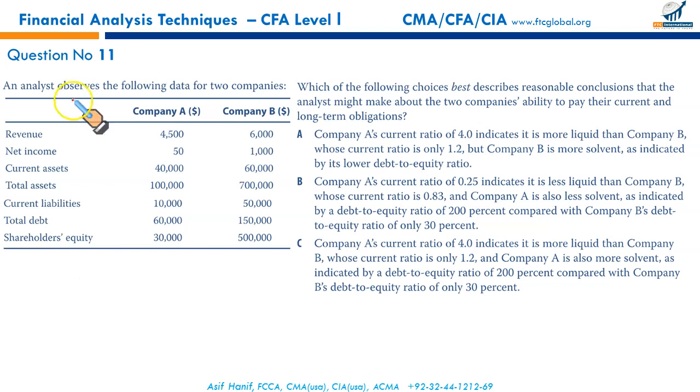Next, an analyst observes the following data for two companies, company A and B. We have been given revenue, net sales, current assets, total assets, liabilities, debt, and equity. Which of the following choices best describes reasonable conclusions that the analyst might make about these two companies' ability to pay their current and long-term obligations? Ability to pay current obligation is measured through current ratio, quick ratio, or cash ratio. And ability to pay long-term debt is calculated through debt ratio, debt to capital, debt to total assets, debt to equity. Let us see. First option.